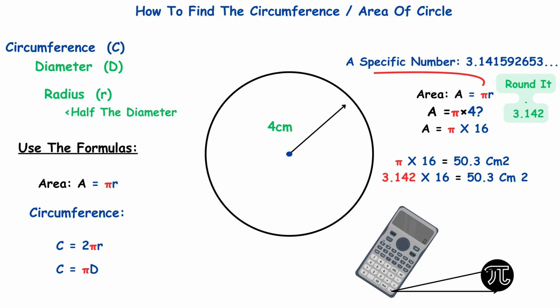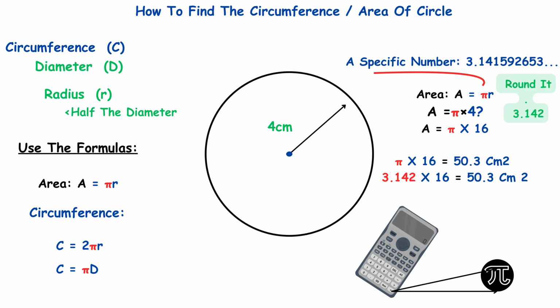The circumference of a circle refers to the curved line that forms the outside boundary or edge of the circle. Meanwhile, the diameter is a straight line that passes from one side of the circle directly to the opposite side, and importantly, this line always passes through the very center of the circle. On the other hand, the radius is a straight line that extends from the center of the circle out to the circumference. So essentially, the radius is just half the length of the diameter.